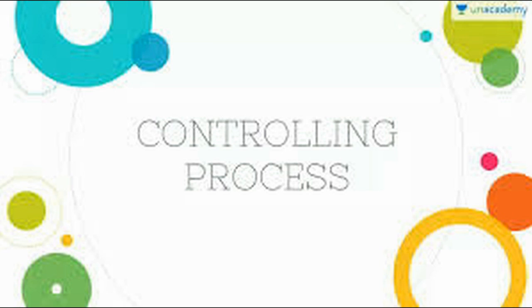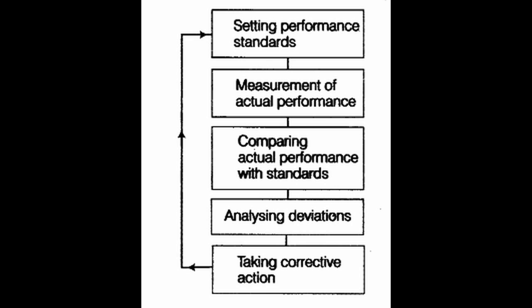The steps which come under the controlling process are: one is setting performance standards, second is measurement of actual performance, the third is comparison of actual performance with standards, the fourth is analyzing deviations, and the fifth is taking corrective action.